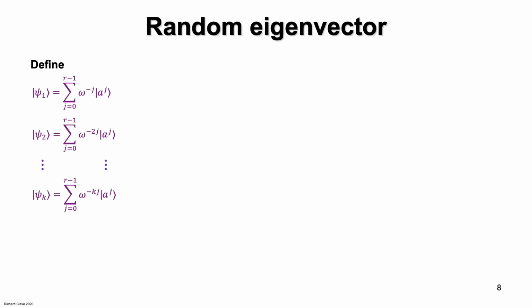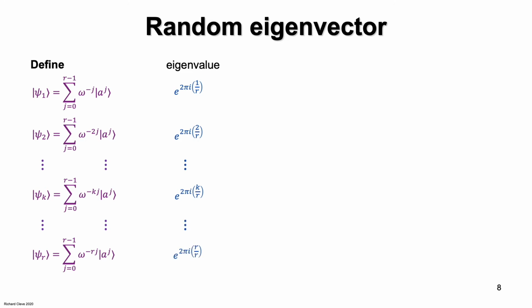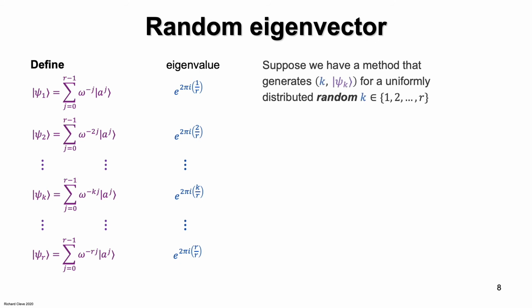Psi-k, powers of omega to the k, all the way up to psi-r, which is based on powers of omega to the r. The corresponding eigenvalues have parameters 1 over r, 2 over r, k over r, up to r over r, which simplifies to 1. Now, suppose that we had a method that produced a random sample from this list. Suppose that the output of the procedure was a pair k, psi k, with each possibility occurring with probability 1 over r.